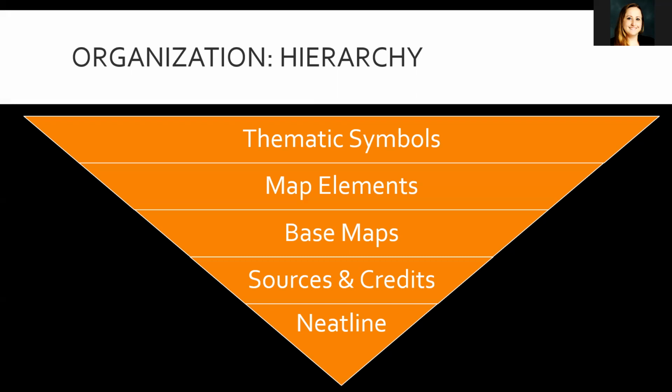Base maps are below that, and they are important because they give the reader the geographic context of the different boundaries and bodies of water surrounding it. Then you have your source and credits, so you know where it came from, and then your neat line, which sometimes isn't even included, which is why it's at the bottom of the hierarchy.